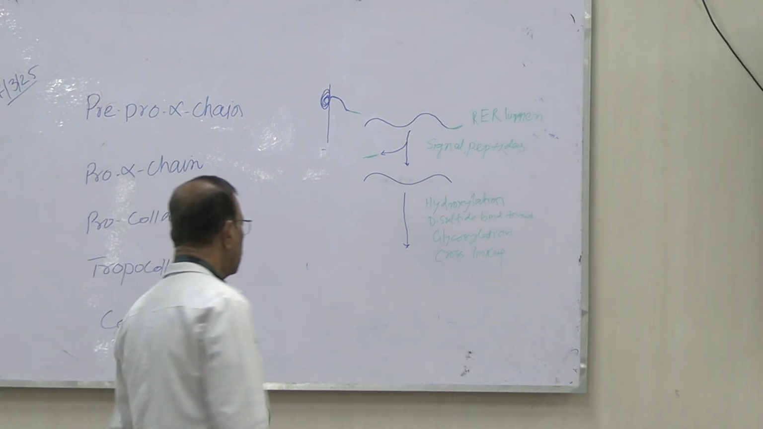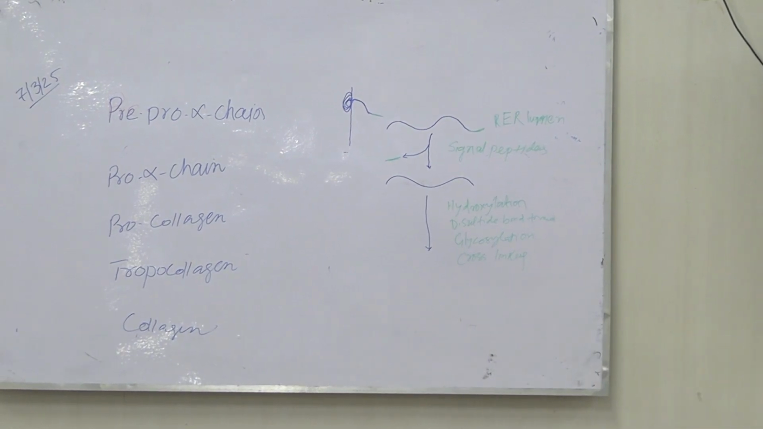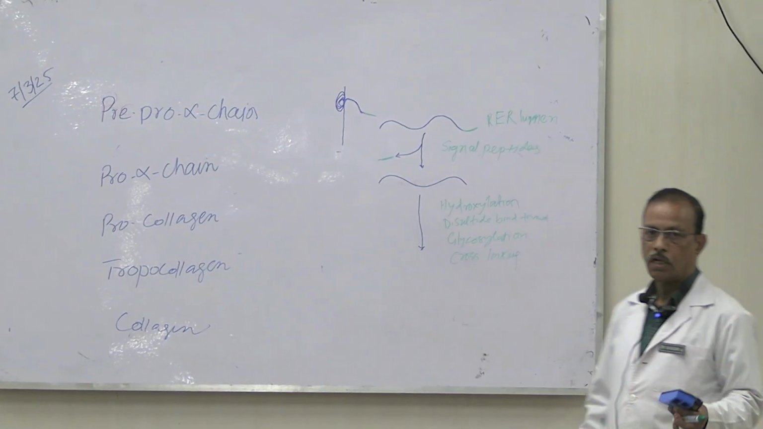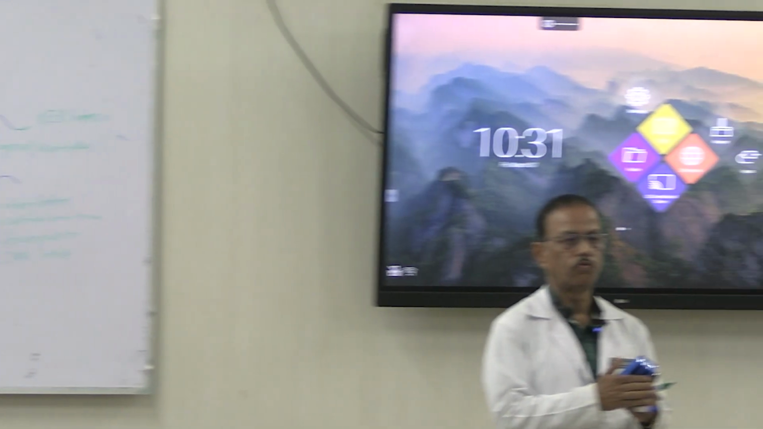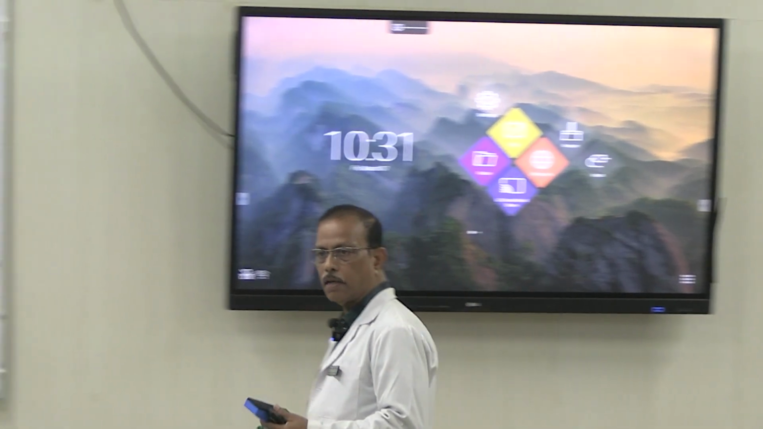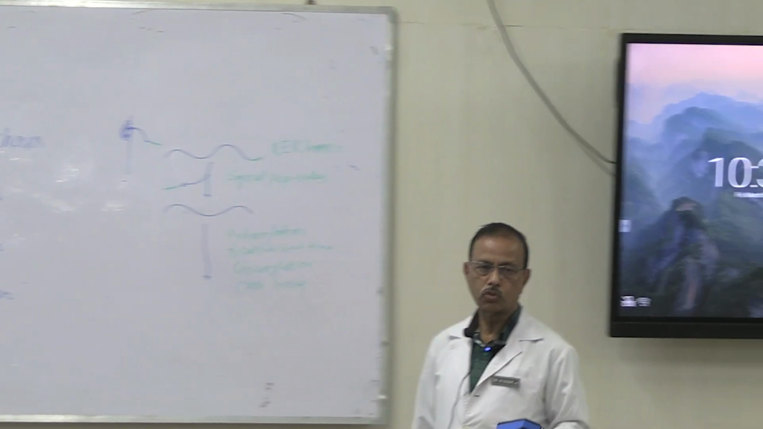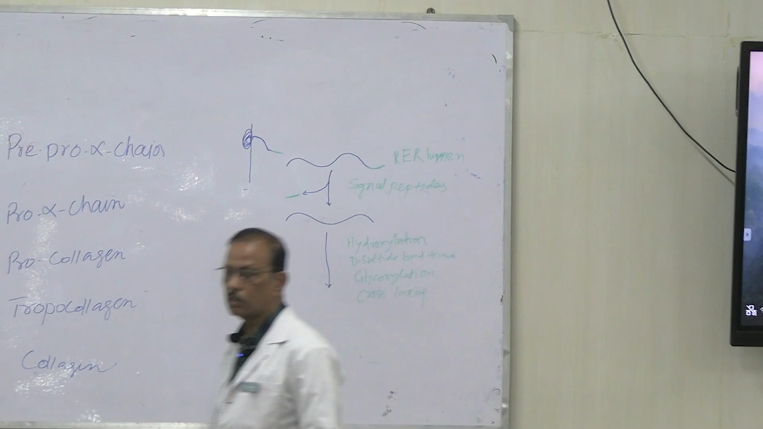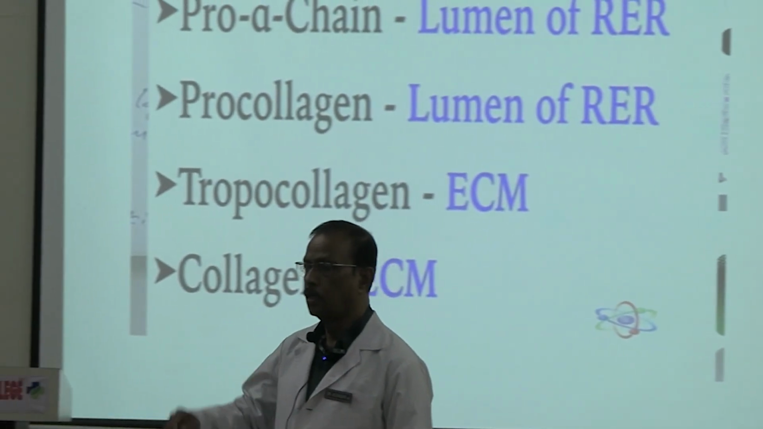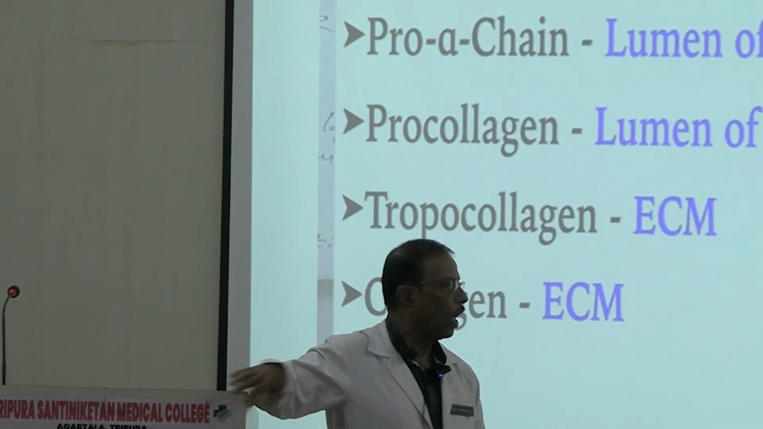Now, once this hydroxylation and disulfide bond are formed, then the 3 alpha chains come together and form a triple helix. Okay. Now it is not that strong because some other things are supposed to occur. Now in hydroxylation, where does hydroxylation occur? It is in the third amino acid, proline. In proline, there is hydroxylation by the enzyme prolyl hydroxylase.